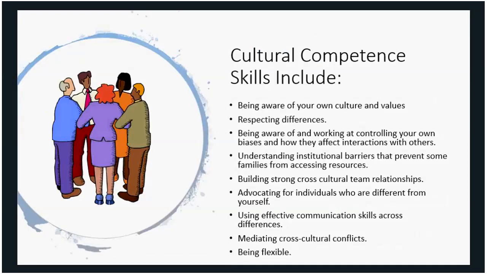So as you start to undertake this journey and work towards combating some of your implicit biases, you're going to be building skills that include being aware of your own culture and values. You already did that today by filling out the 5 circles, and maybe you hadn't really asked yourself that before. What are 5 groups that you strongly identify with? You're respecting differences. You're being aware of and working at controlling your own biases and how they affect your interactions with others. Because sometimes we're just not even aware of it. That's why it's implicit or unconscious.